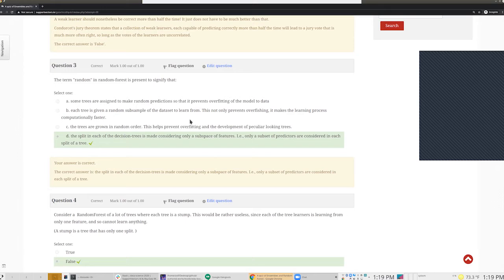It is interesting to know that, because people by and large confuse this. They say random comes from the random sampling. No.